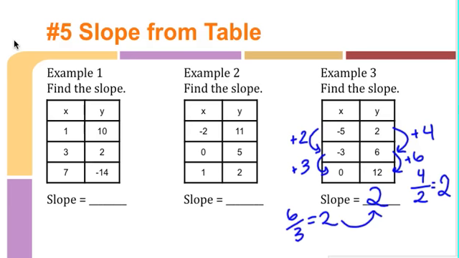So again, you find the change in the y and then the change in the x, and divide them. So change in y divided by change in x. A different way of saying that is rise over run, meaning how you're going up or down over how you're going left or right.